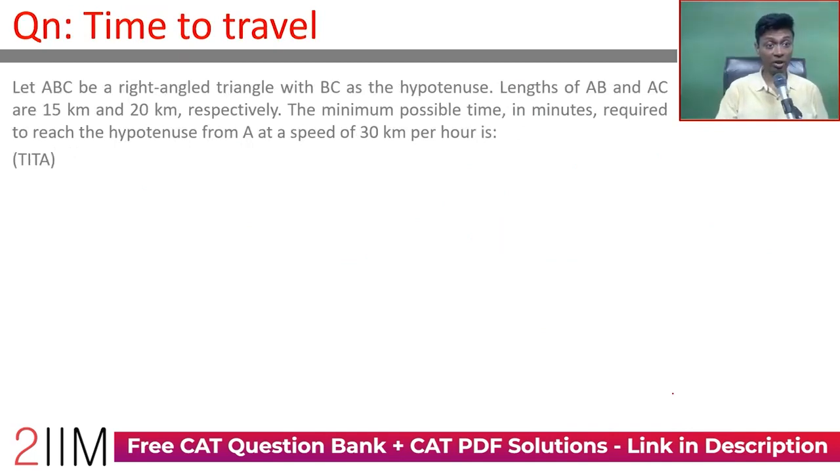Time to travel. Let ABC be a right angle triangle with BC as hypotenuse. I love right angle triangles. AB and AC are 15 and 20. 15 and 20 is the ratio 3:4. So I know this is a 3, 4, 5 triangle. So AB is shorter, AC is longer.